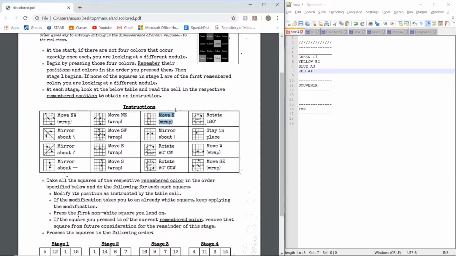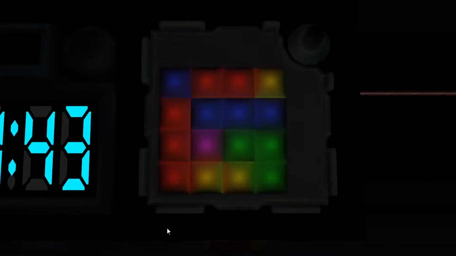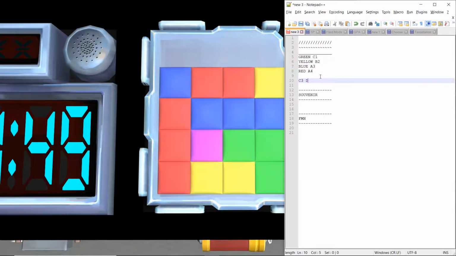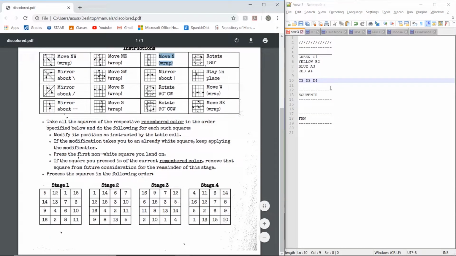Now, move north from what? We move north from each green square that's present, but in a certain way. So we find all the green squares, so in this case, they are at Charlie 3, Delta 3, and Delta 4, and we determine the order of what to press.